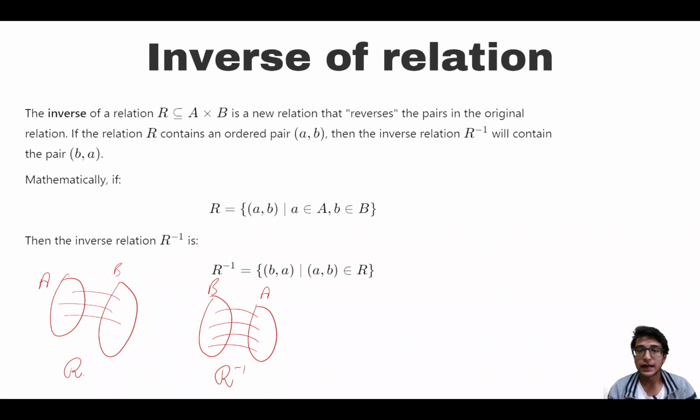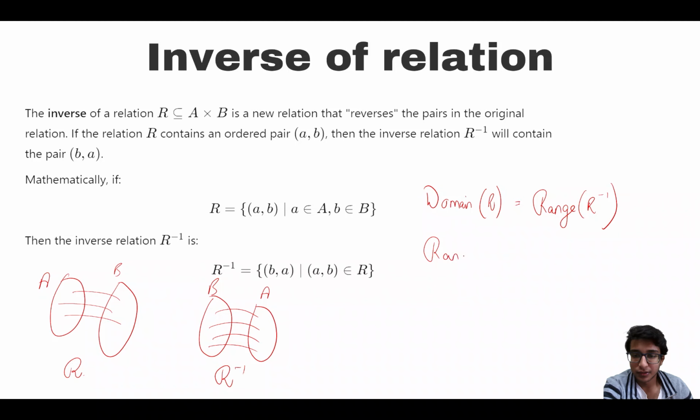Now, let's say I was to find out my domain and range of an inverse relation, and compare it with my domain and range of my normal relation. So how can I write it down? My domain of R is equal to my range of R inverse, and my range of R is equal to my domain of R inverse.